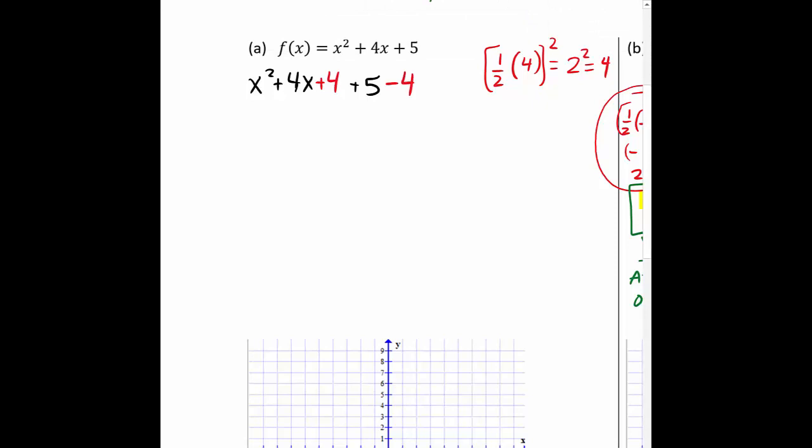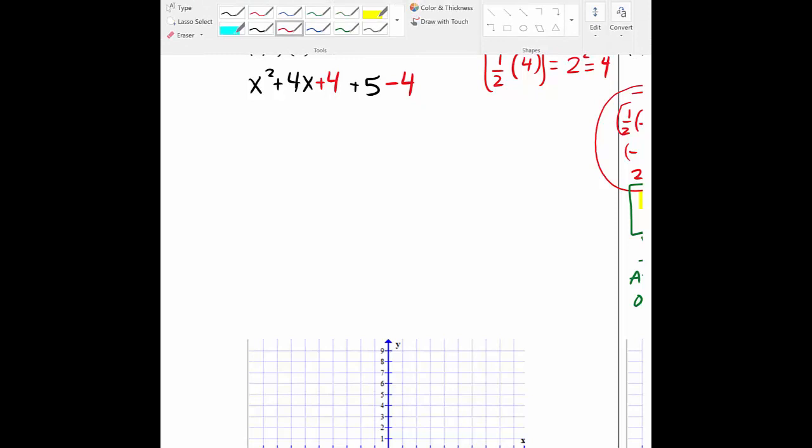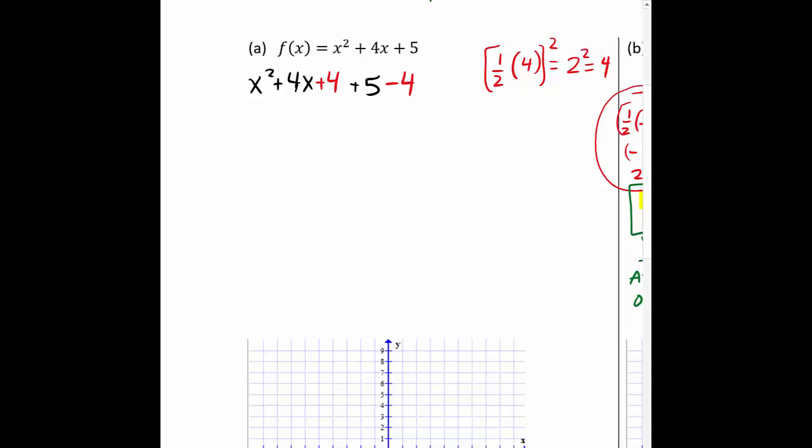The whole point of subtracting 4 is that you don't want to change this function. You want to make it look different, but not really change the function itself. That's why we inserted something and then took it away again in the end. So we didn't really change it. And now the first 3 terms should factor into a perfect square.